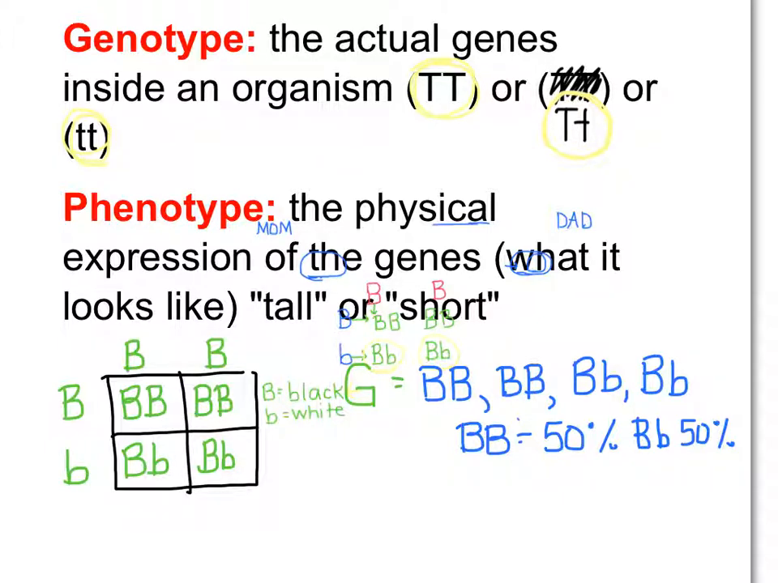Okay, the next vocab word we're going to look at is phenotype. Phenotype is the physical expression of the genes, so what it looks like. So in our case right here, we're going to say the phenotype.